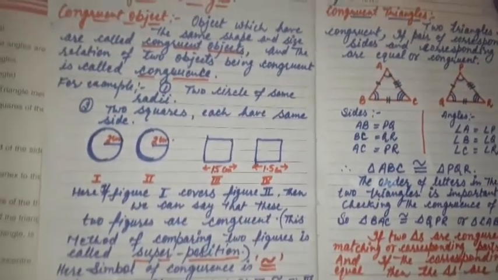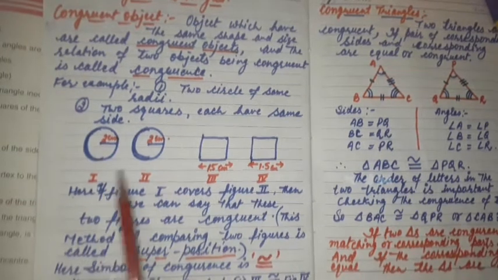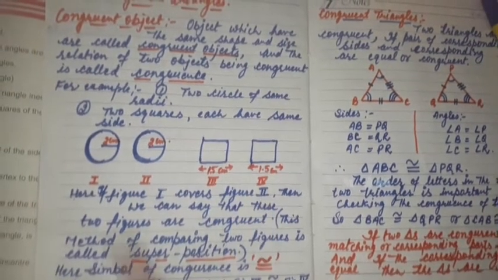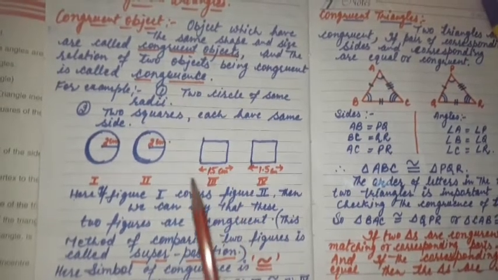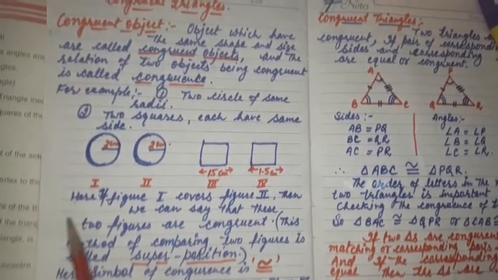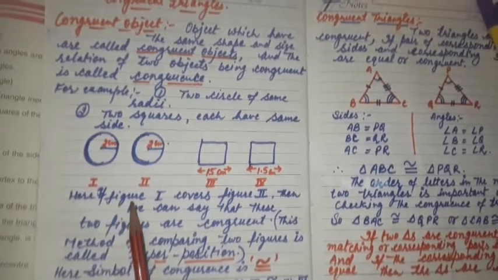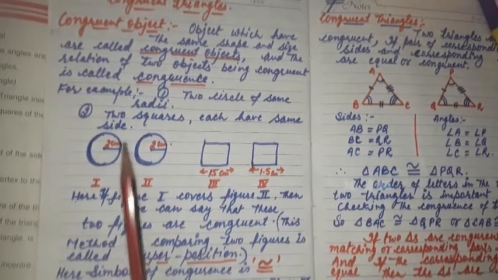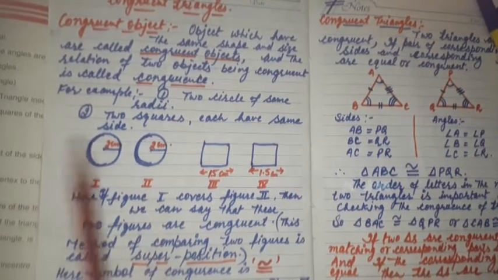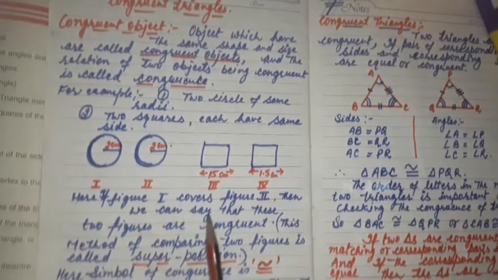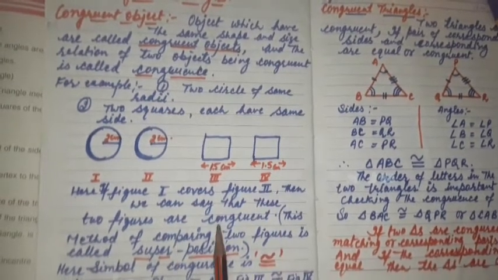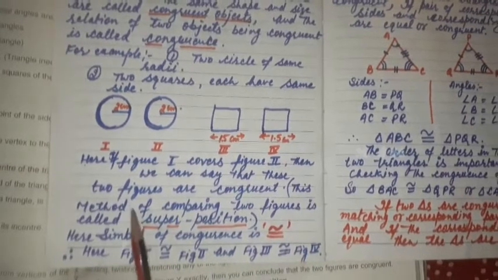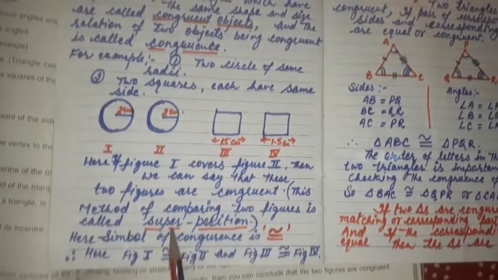The next is this. Let this circle be circle number 1 and this be 2, and this square be square number 3 and this be square number 4. If figure 1 covers figure 2, these two circles are congruent, and if figure 1 covers the second figure, then we can say that these two figures are congruent. This method of comparing two figures is called superposition.